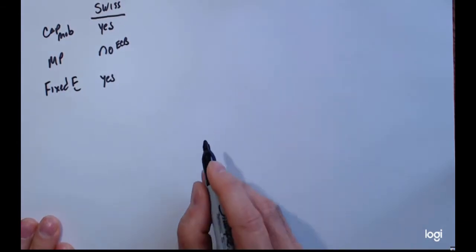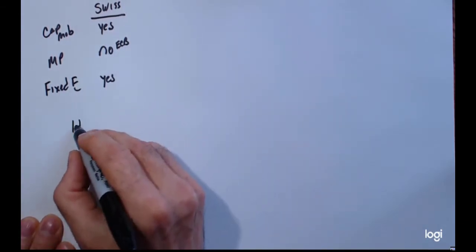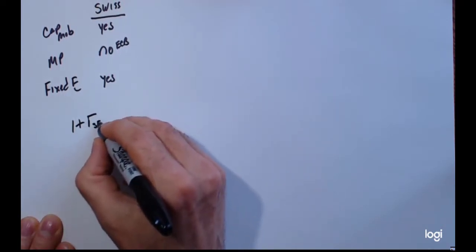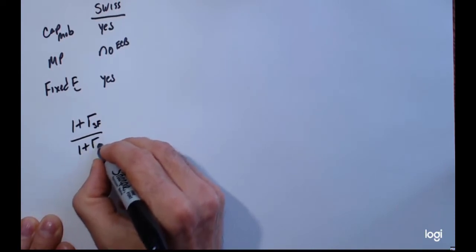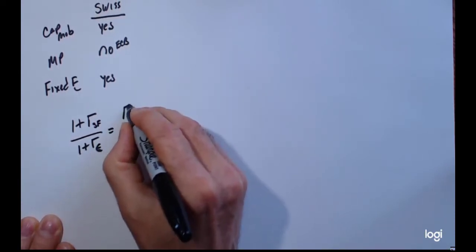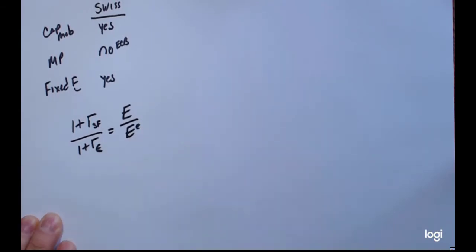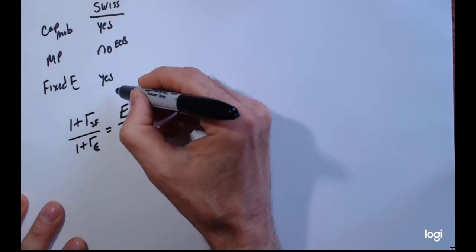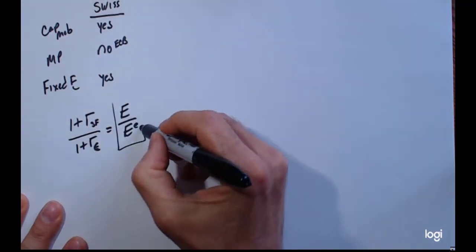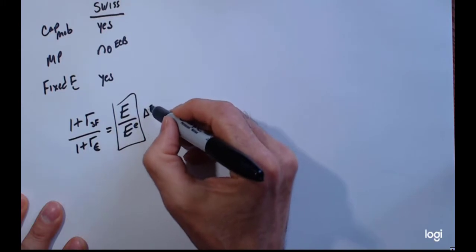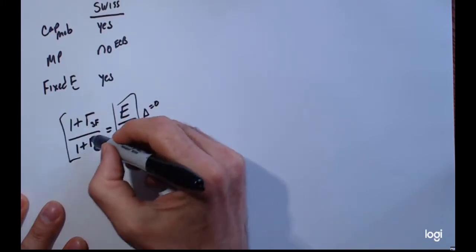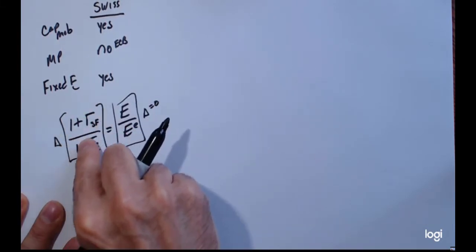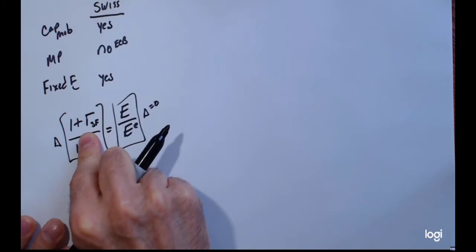Now, how does that work exactly? Well, let's look at it in terms of interest rate parity, for the Swiss franc. Here's interest rate parity. Since the Swiss National Bank is keeping this fixed, the change here is zero, which means this side has to have a zero change. That doesn't mean this fraction is going to be zero. It just means the change will be zero.